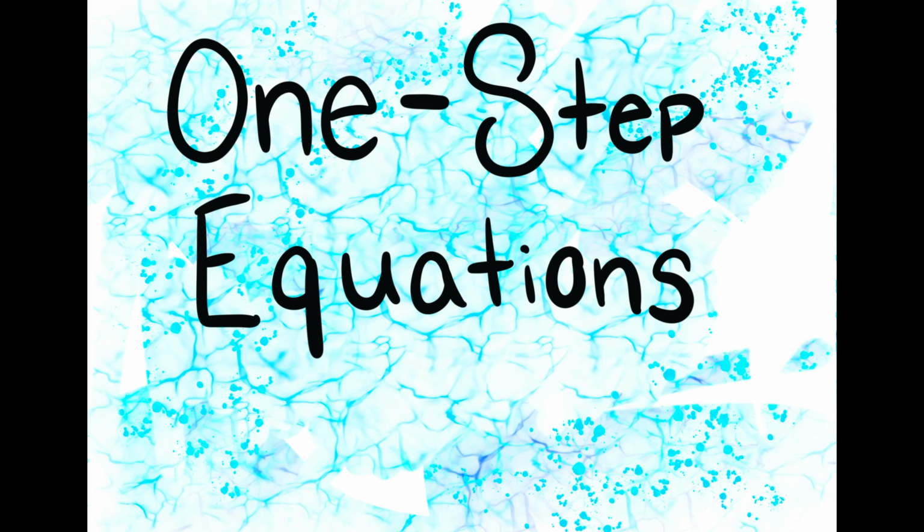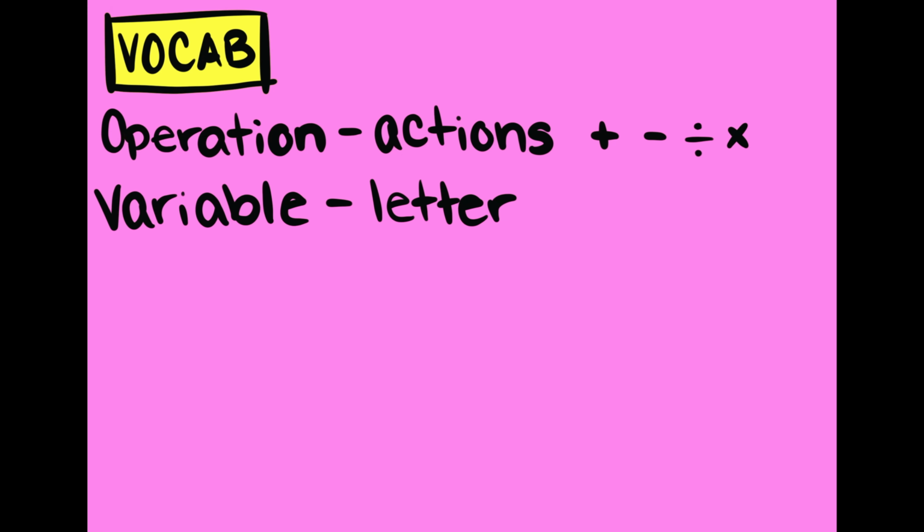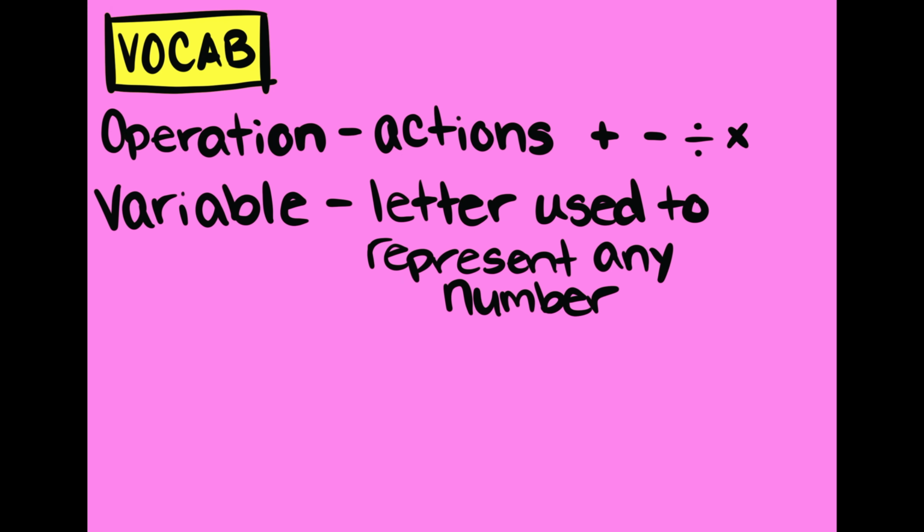Today's topic is one-step equations. Let's start with some vocab for terms I'll be using in the video. Operations are the action words in math. The four you will use most are addition, subtraction, multiplication, and division. Variables are letters used to represent any number. We most commonly see X and Y, but any letter can be used.